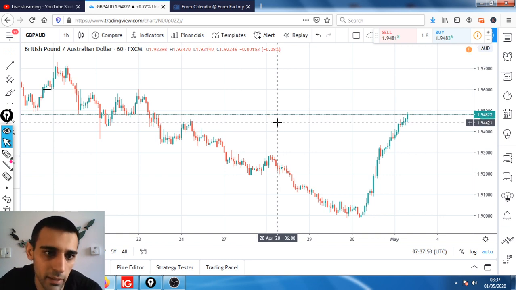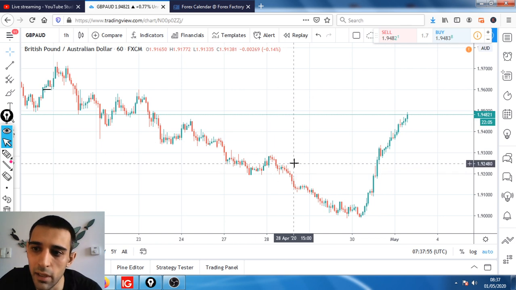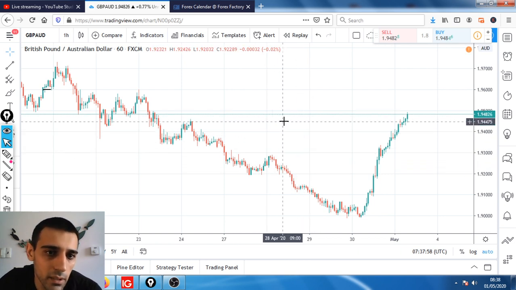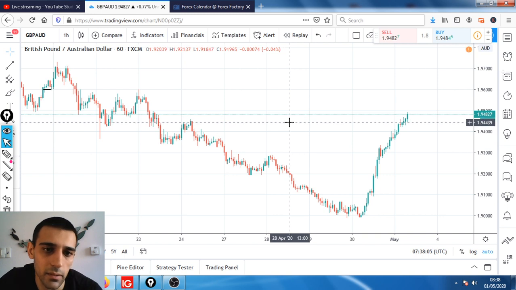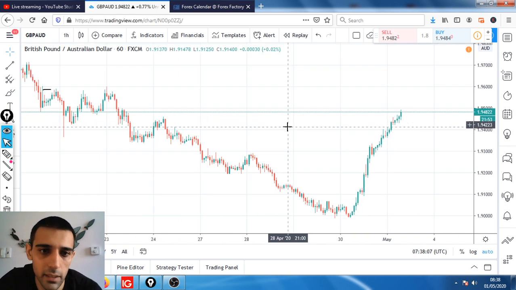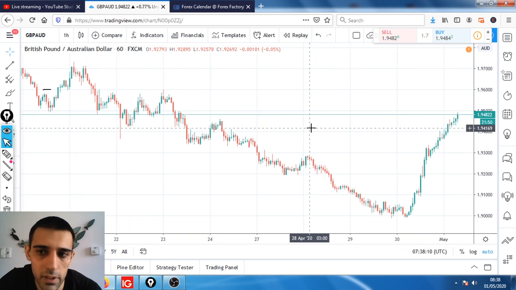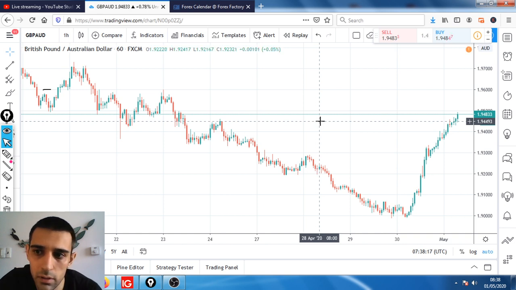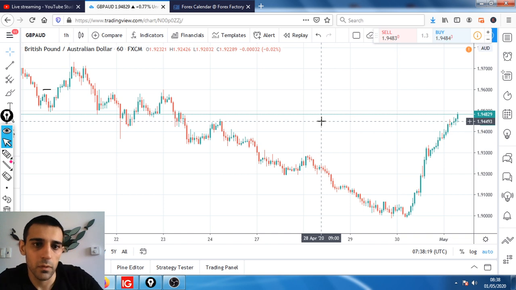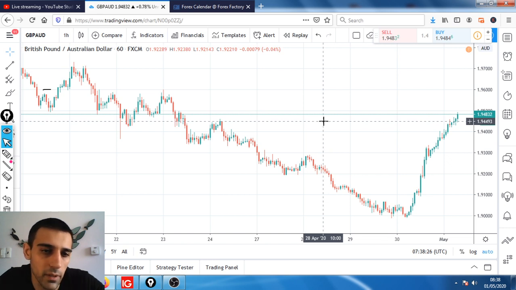Just by looking at the pip range in here, it does move a lot. Which can be a good thing, but it can also backfire if you're on the wrong side of the market. So in this case, let's see what could be a good potential entry. To see this one here, we can use this 94.50 zone as the entry.